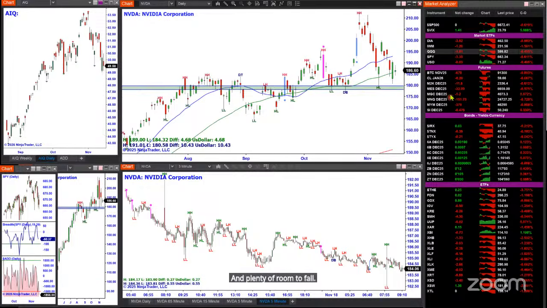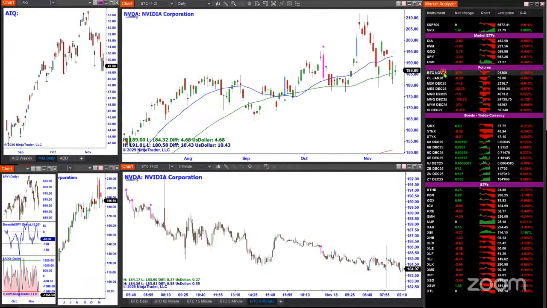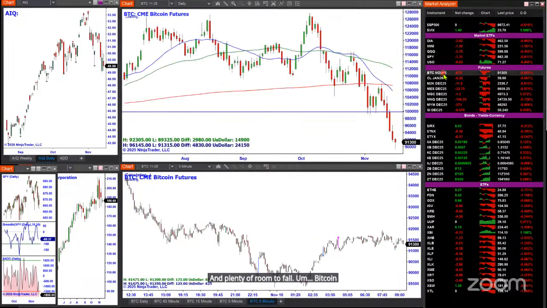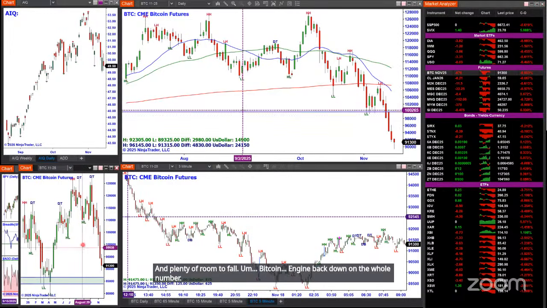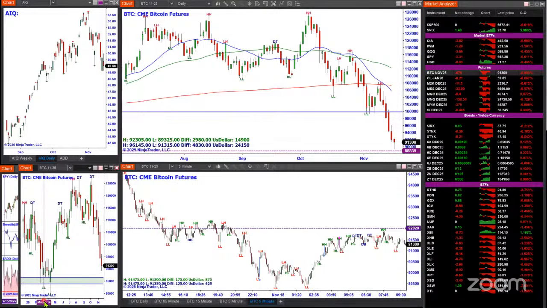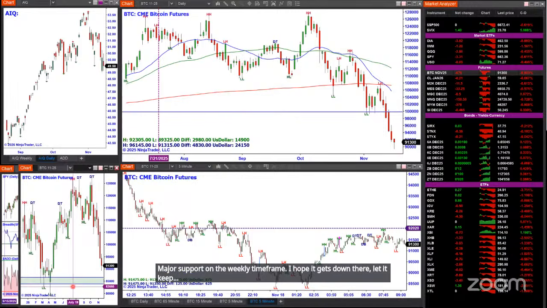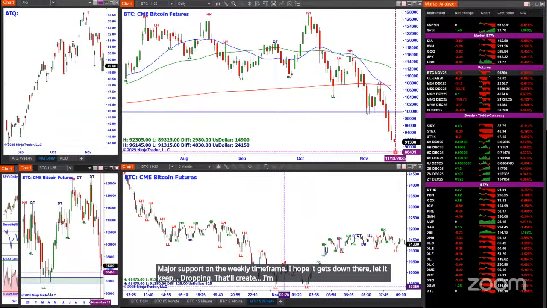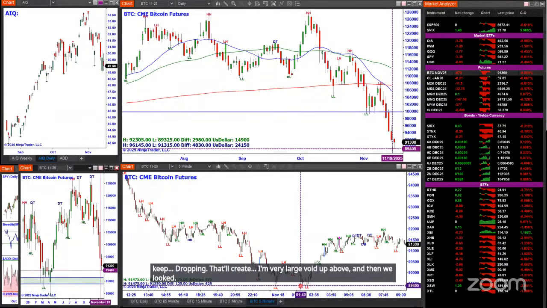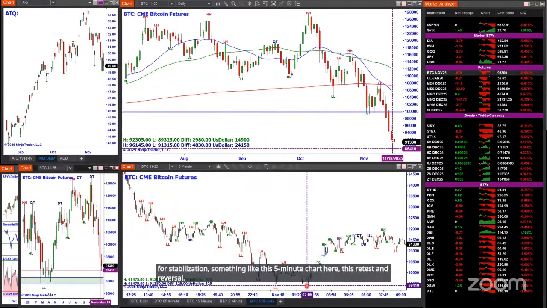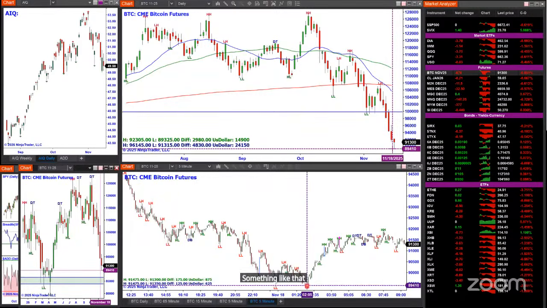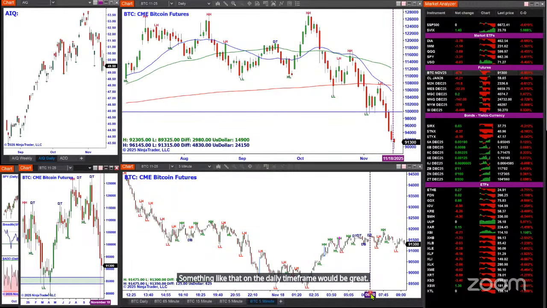Okay. Bitcoin inching back down on the whole number. Major support on the weekly time frame. I hope it gets down there. Let it keep dropping. That'll create a very large void up above, and then we look for a stabilization. Something like this 5-minute chart here, this retest and reversal, something like that on the daily time frame would be great for longs. We'll see how that unfolds.